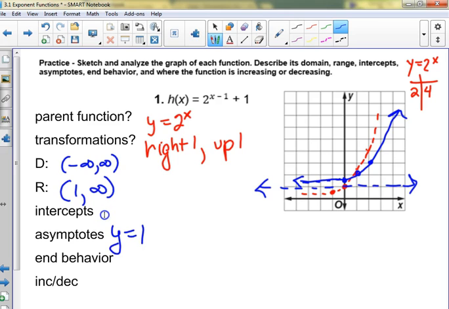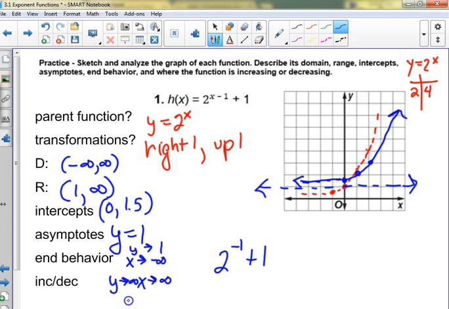Intercepts. When you put in a 0, we get 2 to the negative 1 plus 1, which is 1.5. Yep. I'll just leave it a decimal. It's the only intercept. End behavior. As x approaches negative infinity, we usually do the y first, sorry. Y is approaching, what's happening on the left? Gets close to 1, yep. As x approaches infinity, y is also approaching infinity. And the whole thing is increasing. Good.